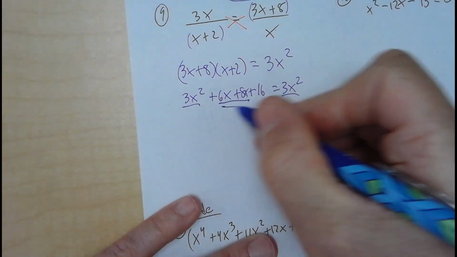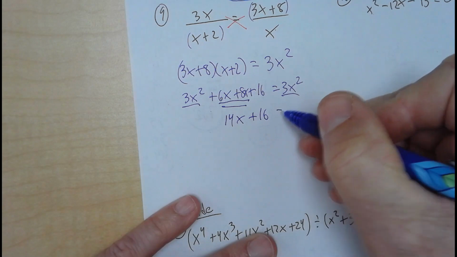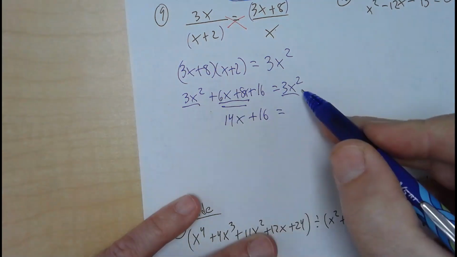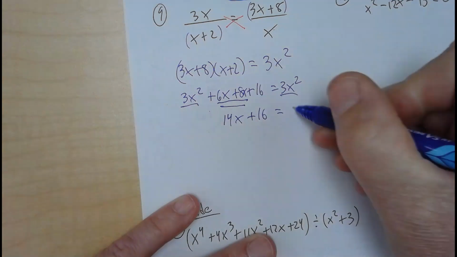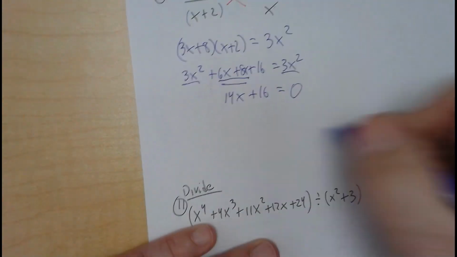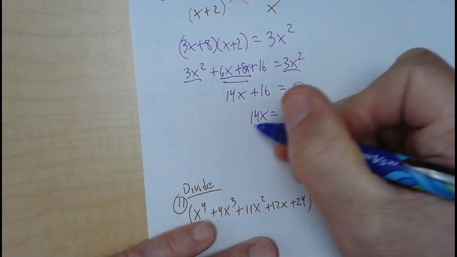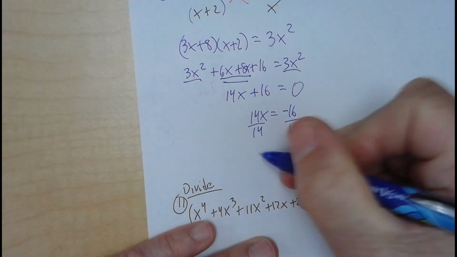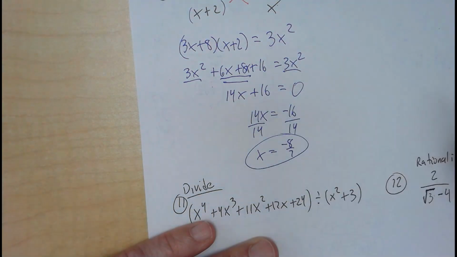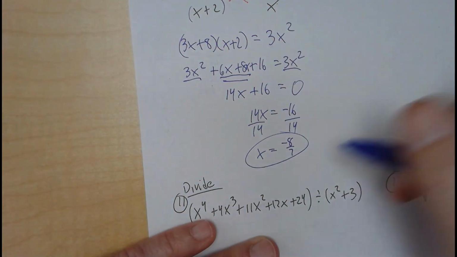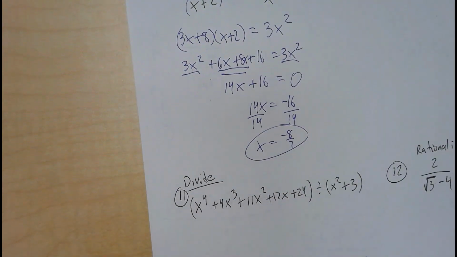So these two go together, 14x plus 16 is equal to. Now if I subtract this 3x over, they're going to cancel each other out, so it's equal to 0. Move the 16 over, 14x is equal to negative 16, divide by 14, and we get x is negative 8 sevenths. Sevenths is a really yucky decimal, so this one isn't a great one to change into a decimal.